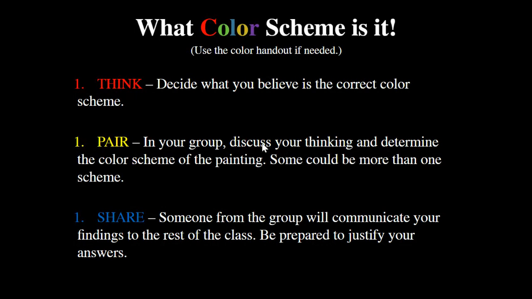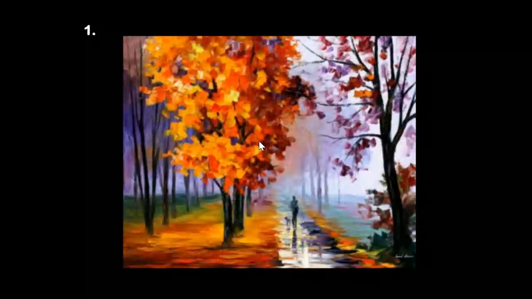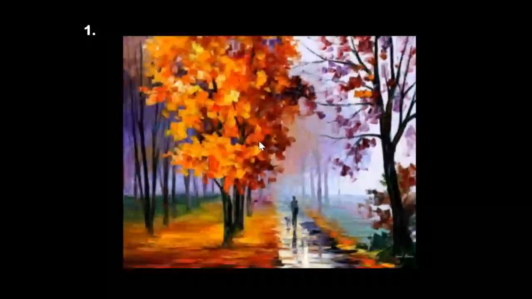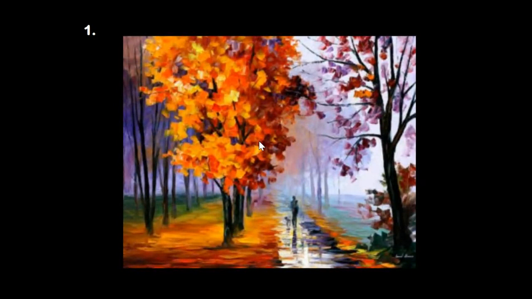Okay, so what do you think the color scheme is here? Think about it and then talk about it with your group and then we'll share.